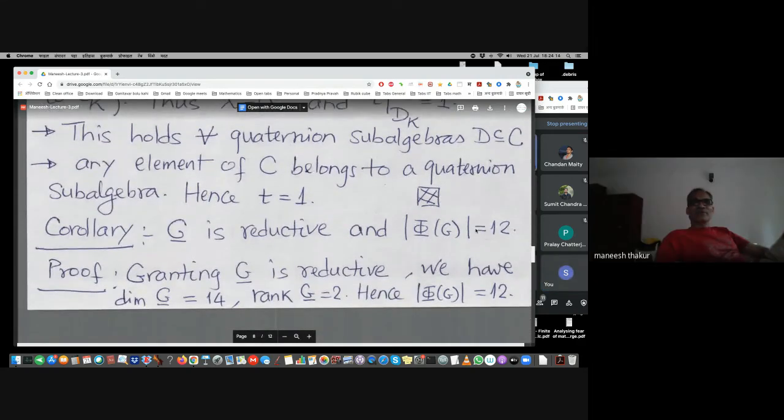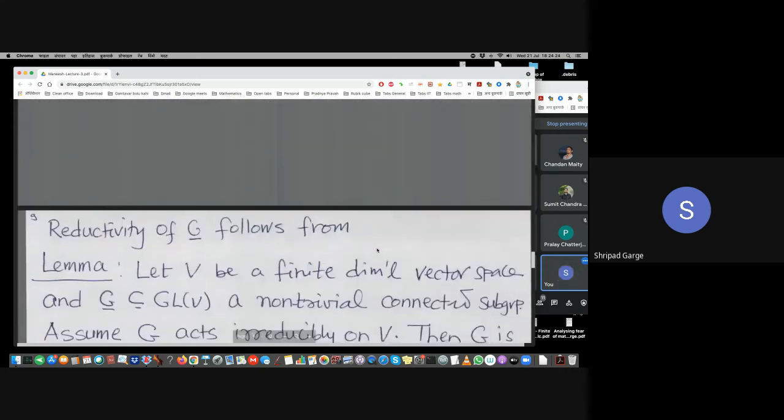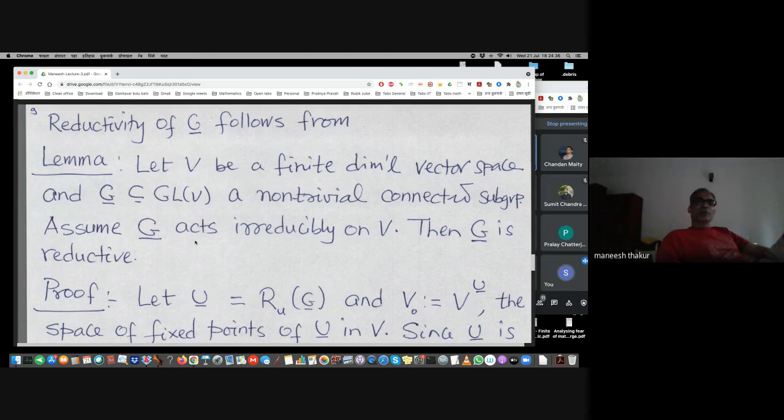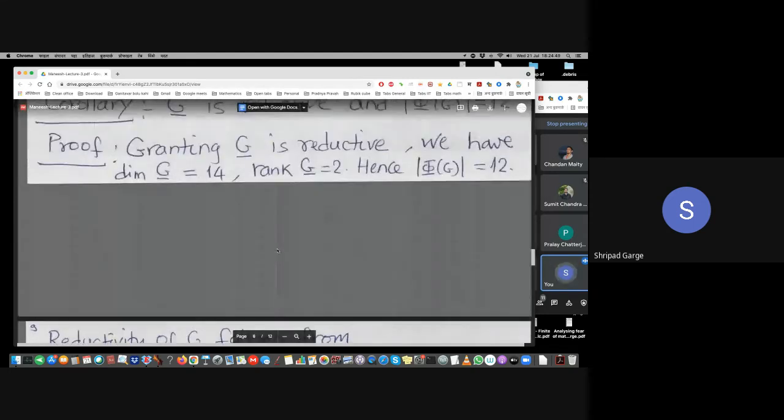Once we have computed the dimension, showing that it is reductive will follow from that very clever lemma: it acts on some vector space irreducibly. There is an embedding in GL(V), so it's a faithful representation. Faithfulness is important here. So any algebraic group G which has a faithful irreducible representation is reductive. That is the statement that we will use.